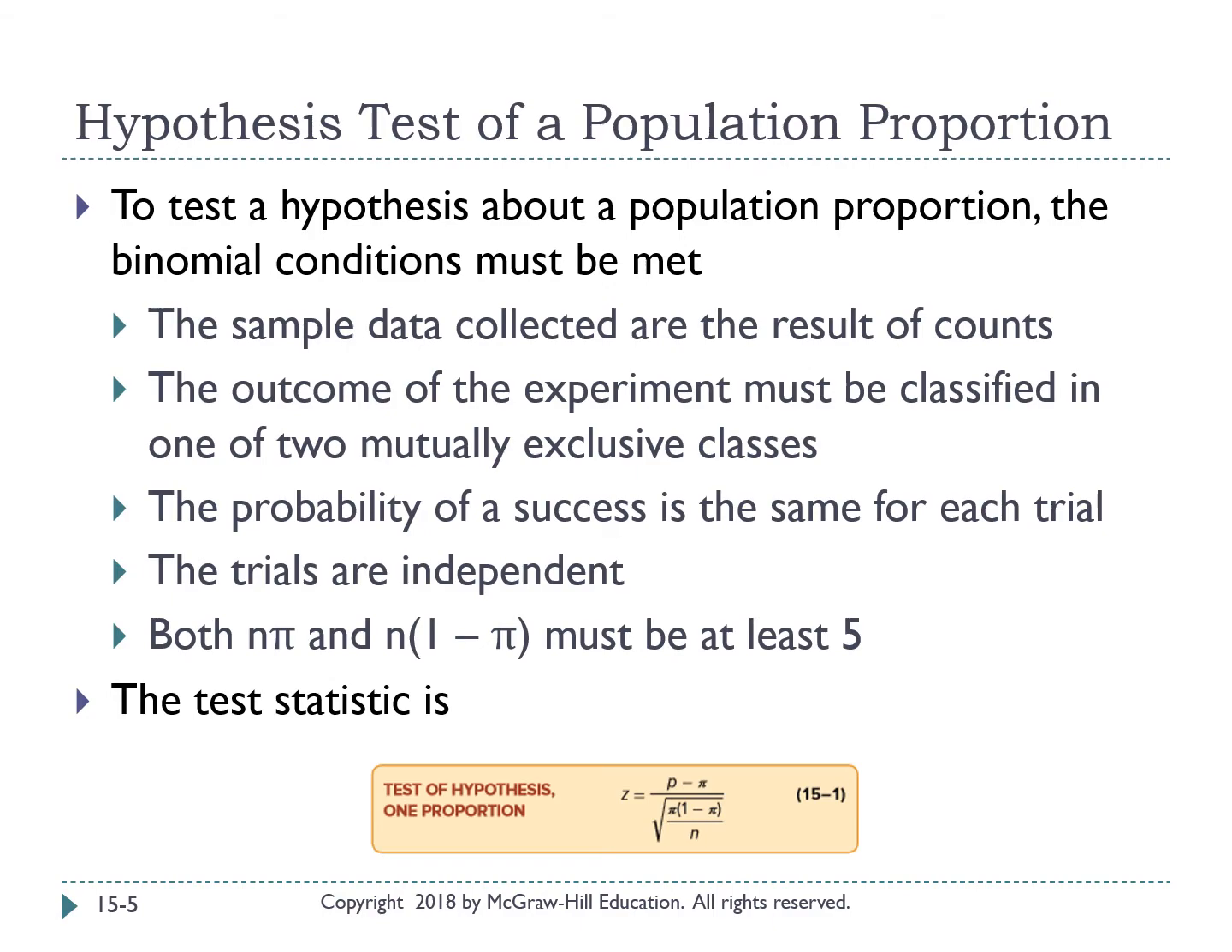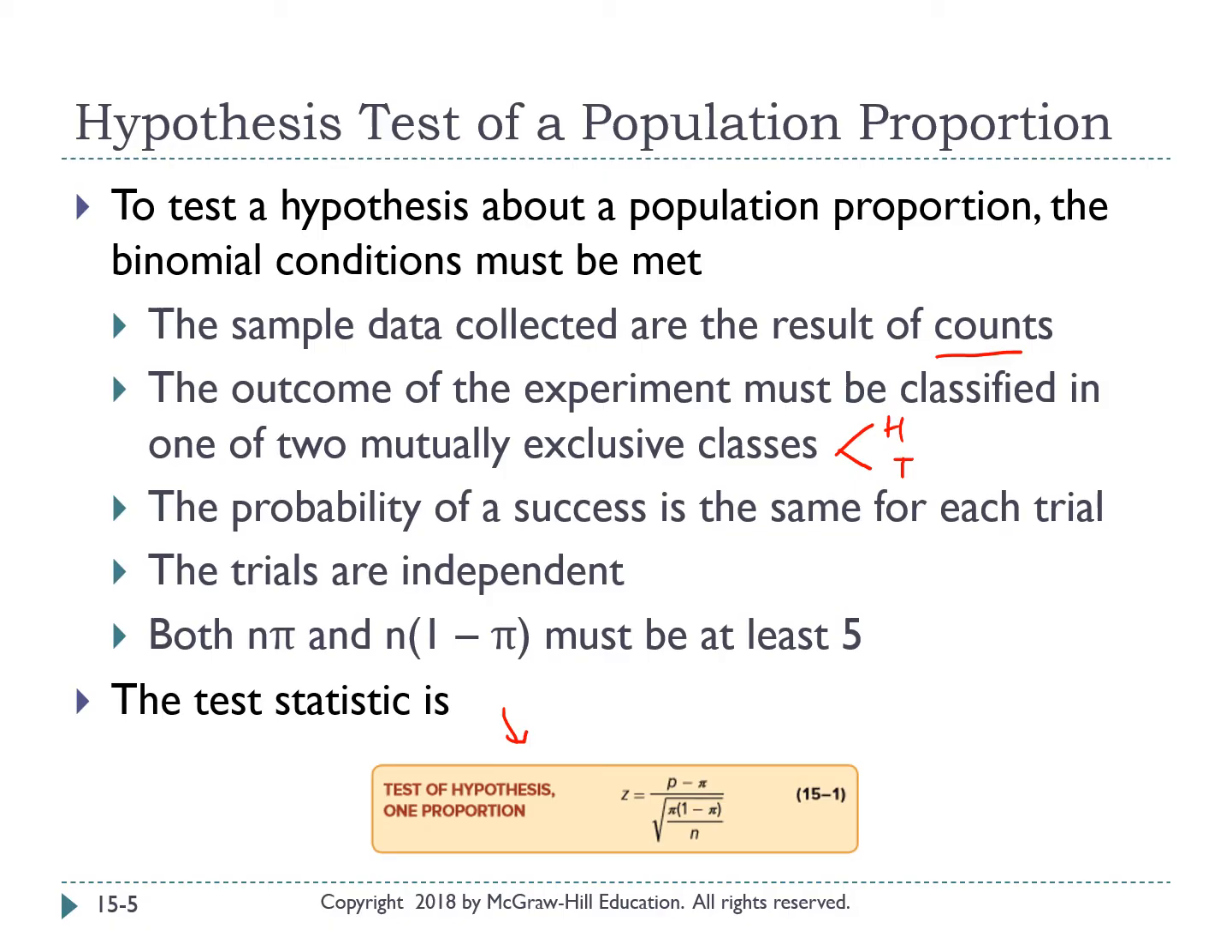If you want to test a hypothesis about a population proportion, you have to make sure that the binomial conditions must be fulfilled. The first one, the sample data collected are the result of counting. Second, the outcomes of the experiment must be classified in one or two mutually exclusive classes. For instance, when you toss a coin, your outcome is head or tail. Next, the probability of a success is the same for each trial. Then, the trials are independent to each other. And the last one, both n multiplied with the pi and n multiplied with 1 minus pi must be at least 5 values.